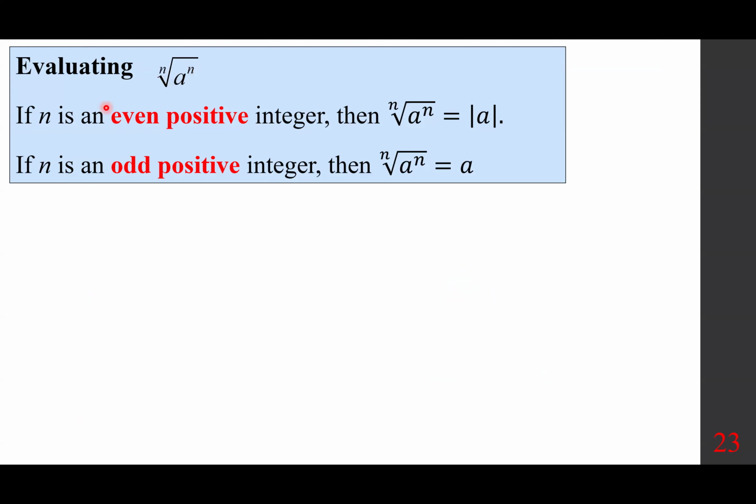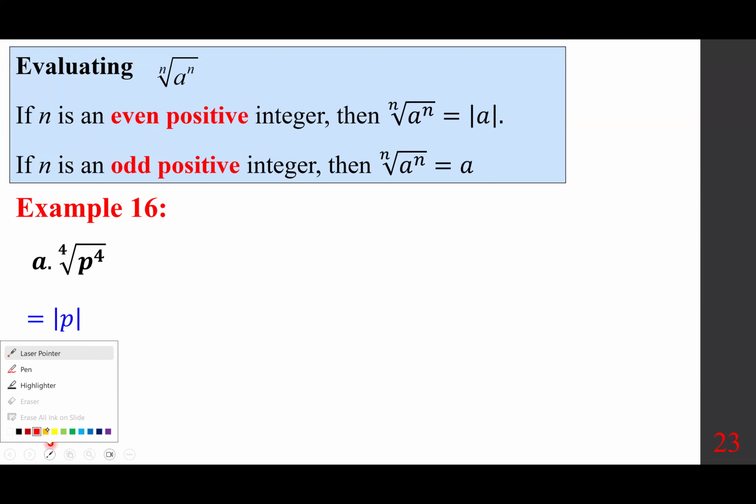So the nth root of a to the power n. If n is an even positive integer, then the nth root of a to the power n is the absolute value of a. And if n is an odd positive integer, the nth root of a to the power of n is a. In other words, if we are looking at this example, the fourth root of p to the power 4, we don't know whether p is positive or not. It comes out as the absolute value of p. Because even if p is negative and you raise it to the power of 4, it becomes positive. So it has to come out as positive, but in case it's negative.